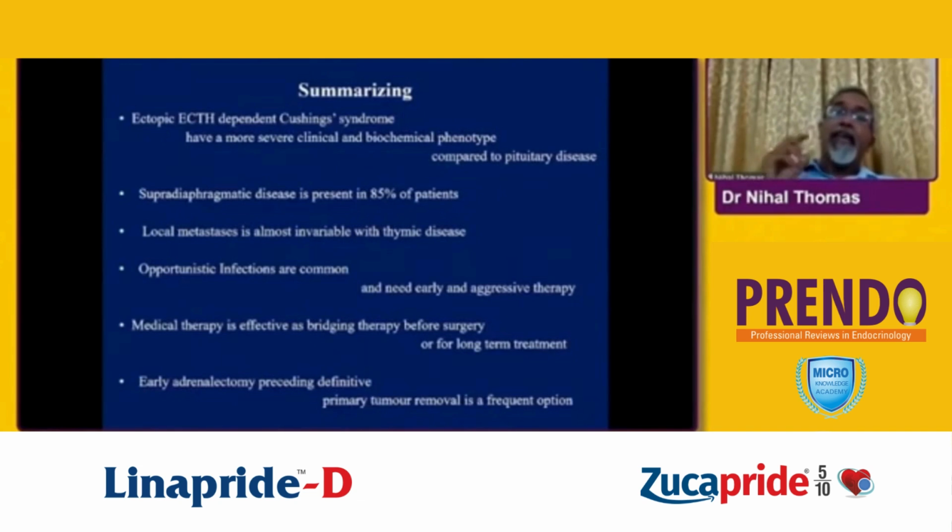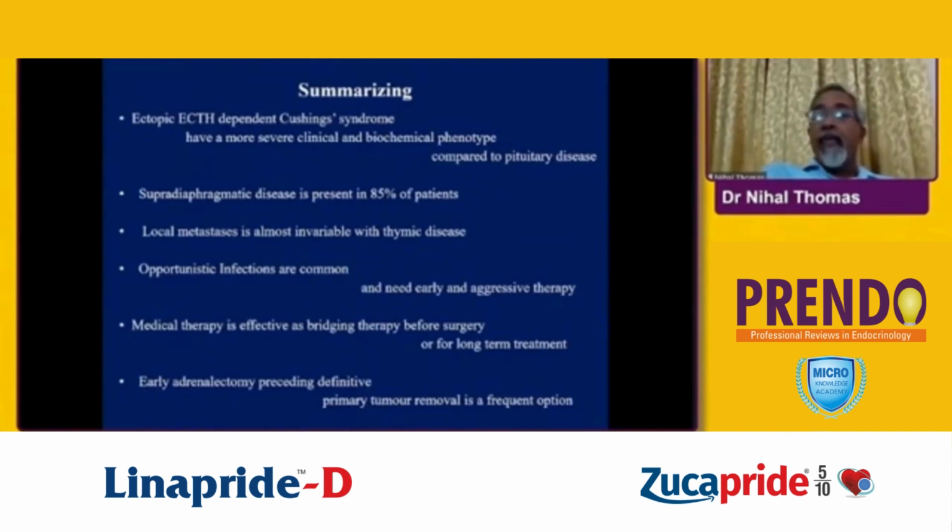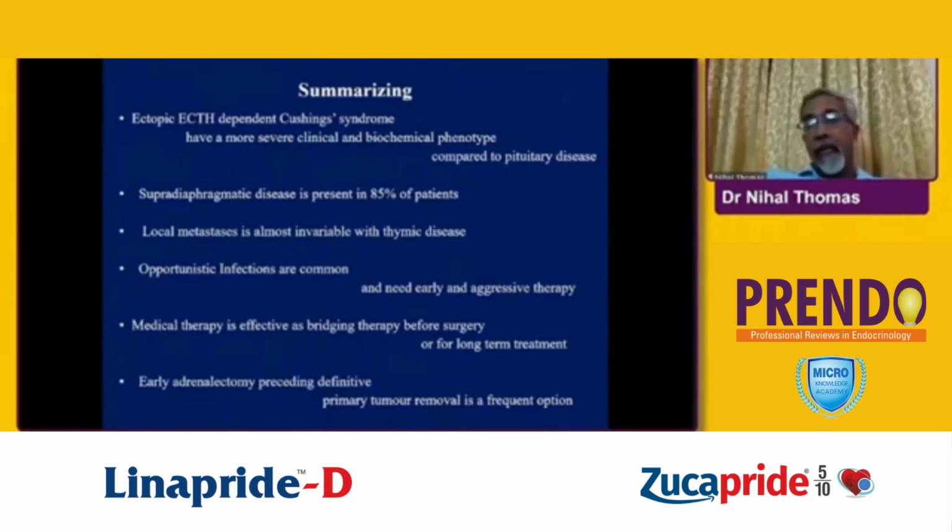So let me summarize. Ectopic ACTH dependent Cushing's has a more severe clinical and biochemical phenotype compared to pituitary disease. Supradiaphragmatic disease is present in 85% of patients. Local metastasis is almost invariable with thymic disease. Opportunistic infections are common and need early and aggressive treatment. Medical therapy is effective as bridging treatment before surgery or for long-term treatment. Early adrenalectomy preceding definitive primary tumor removal is a very important lesson, and a frequent thing that we do because it can prevent severe acute morbidity.